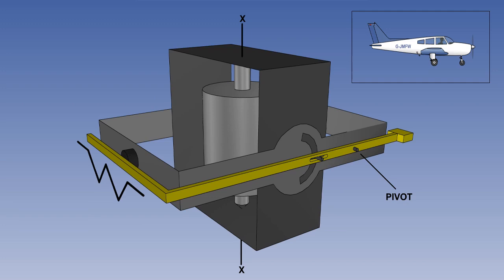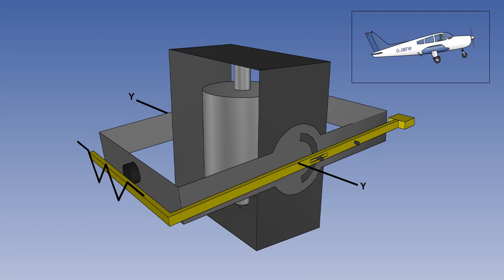An earth gyro has its spin axis XX tied to or maintained in the vertical by the Earth's gravity. And in this diagrammatic representation, we can see that the gyro rotor is attached to the inner gimbal, whereas the outer gimbal will be attached to the instrument case.